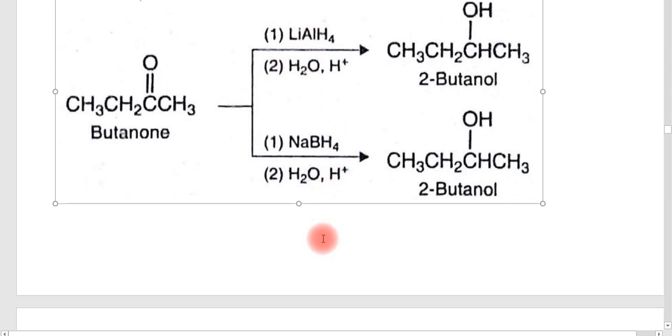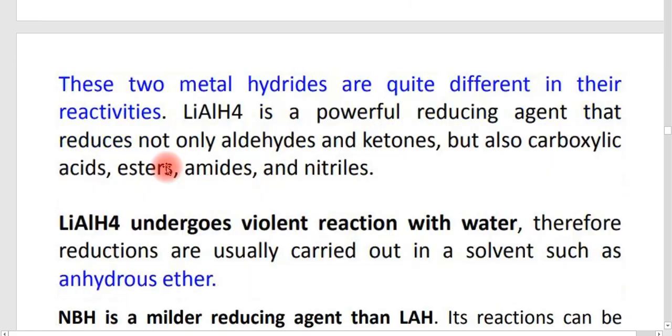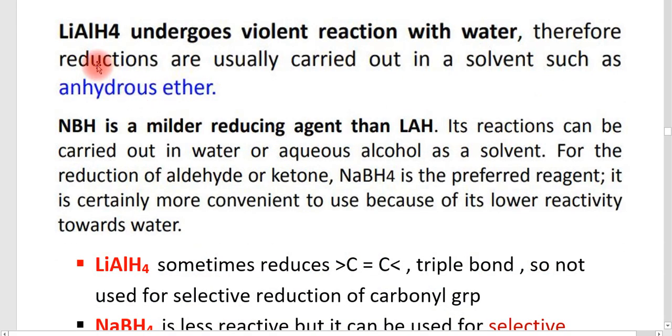If you compare the reactivities of both these metal hydrides, lithium aluminum hydride is the more powerful reducing agent than sodium borohydride. That is, lithium aluminum hydride is a powerful reducing agent that reduces not only the aldehydes and ketones but also has the capacity to reduce carboxylic acids, esters, amides and nitriles. Normally the reduction using lithium aluminum hydride takes place in the presence of anhydrous ether.